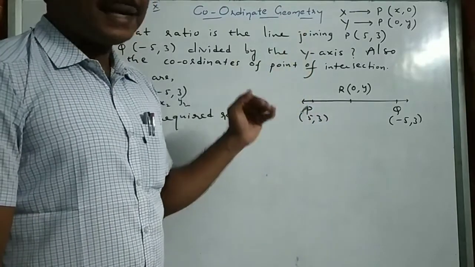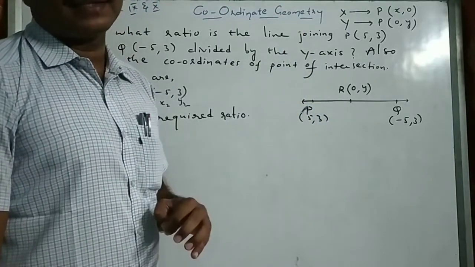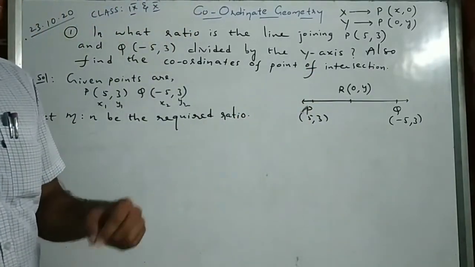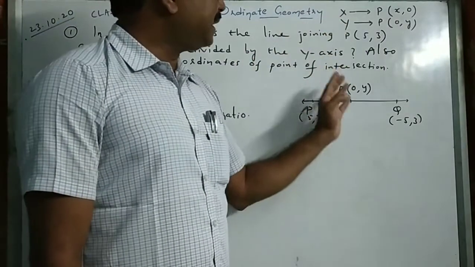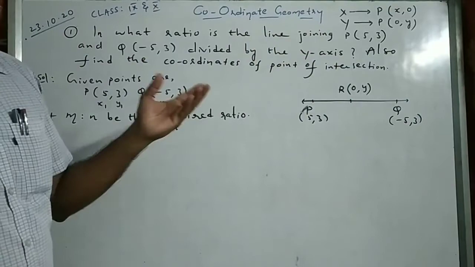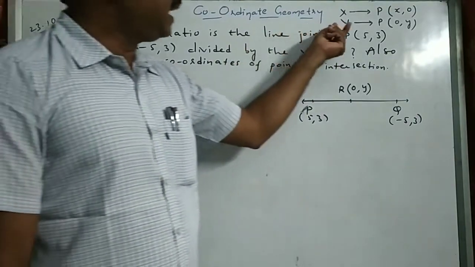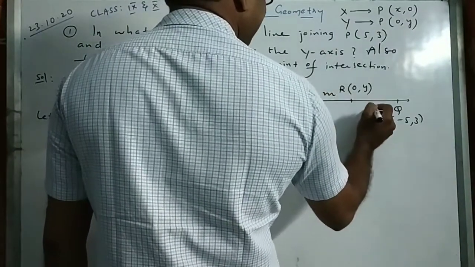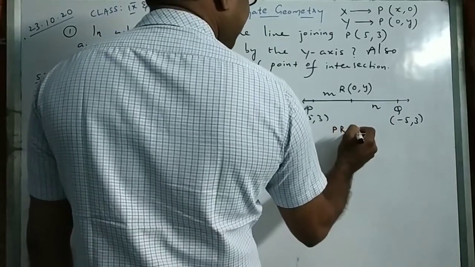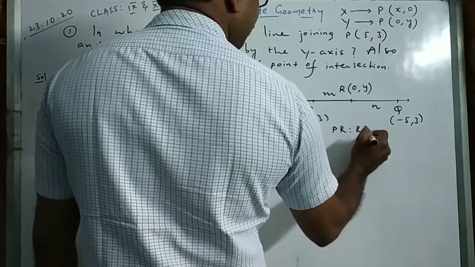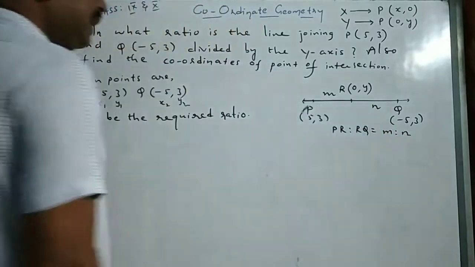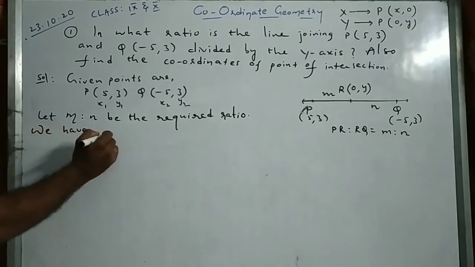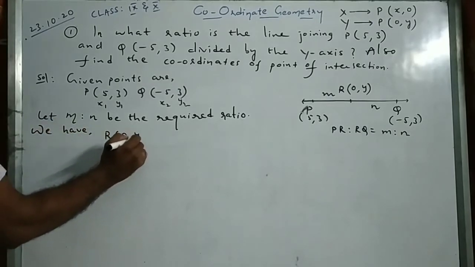Divided by y axis means that point lies on y axis. If a point lies on y axis, x coordinate is always 0. Suppose if it lies on x axis, y coordinate is 0. If it lies on y axis, x coordinate is 0. So the ratio we should find here. Let me take m is to n. So PR is to RQ is equal to m is to n. Now we have the formula, right? I'll write the formula here. We have R of 0 comma y.